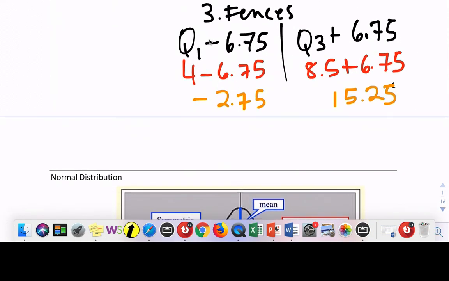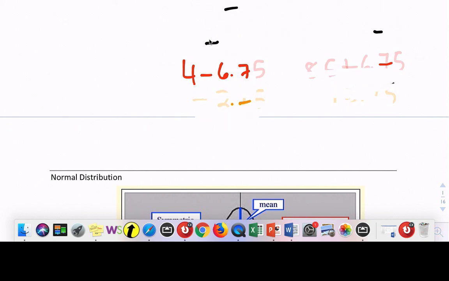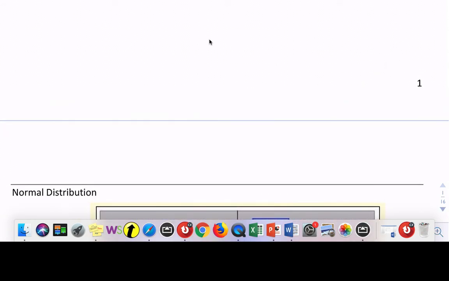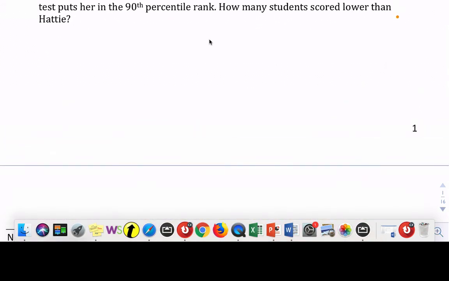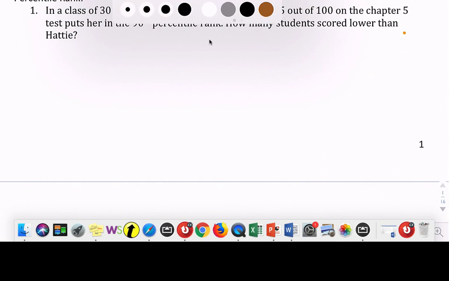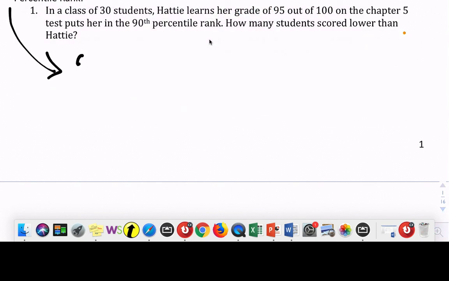In Chapter 1, we also looked at percentile rank, so let's review the definition and how you solve. In a class of 30 students, Hattie learns her grade of 95 out of 100 on the Chapter 5 test puts her in the 90th percentile. How many students scored lower than Hattie? Remember, the definition of percentile rank is what percent is below you. So let's write that up. Percentile rank is the percent below a certain point.